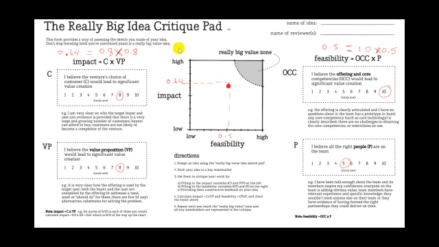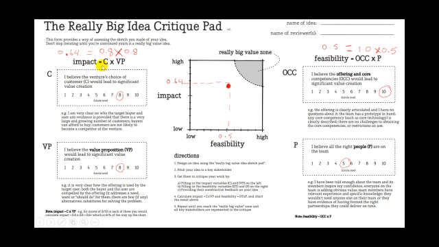Now let us discuss the really big idea critique pad. Remember that I said that each time you present the idea sketchpad, it would have to be critiqued, and then the criticism would be plotted on a pad. This is the pad that we are speaking about. Now if you look at this pad here, the pad measures impact and the pad measures feasibility. Alright, so let's take this slowly.